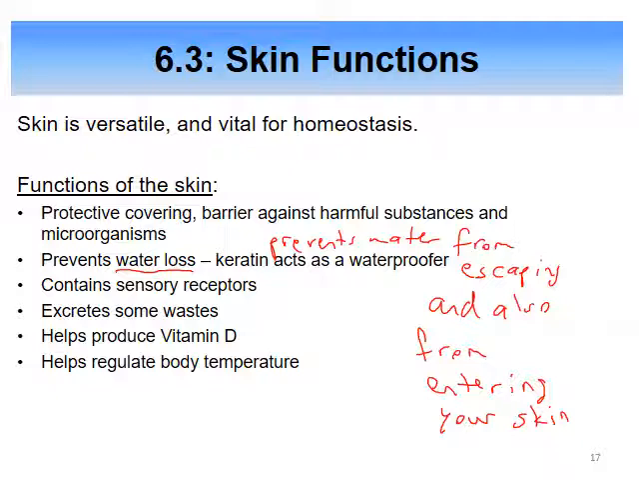Now don't think about the sweat glands. Sweat glands, remember, are only activated when the body temperature is high. But if you are dehydrated, sweat glands would never get activated. Okay, so just keep in mind that the skin is keeping the water in and also prevents it from just going into our body. And you can see here some of the other functions as well.